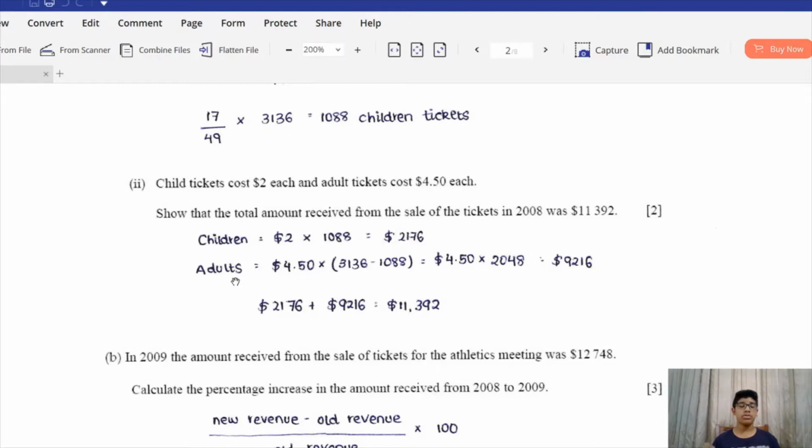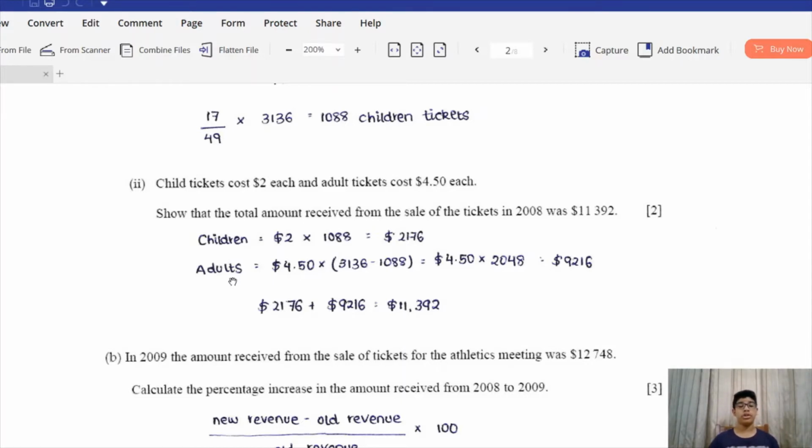Child tickets cost $2 each and adult tickets cost $4.50 each. Show that the total amount received from the sale of tickets in 2008 was $11,392. So what we want to do first is calculate the revenue received from children tickets sold and the revenue received from adult tickets sold.